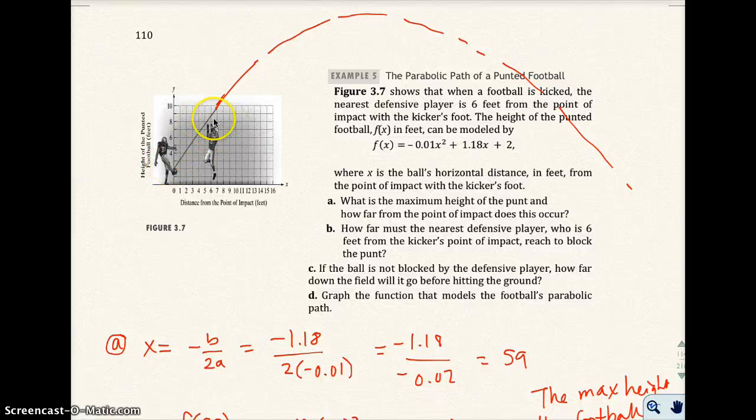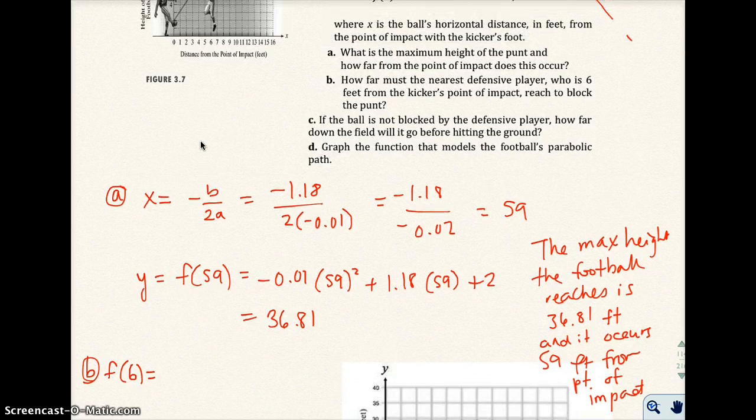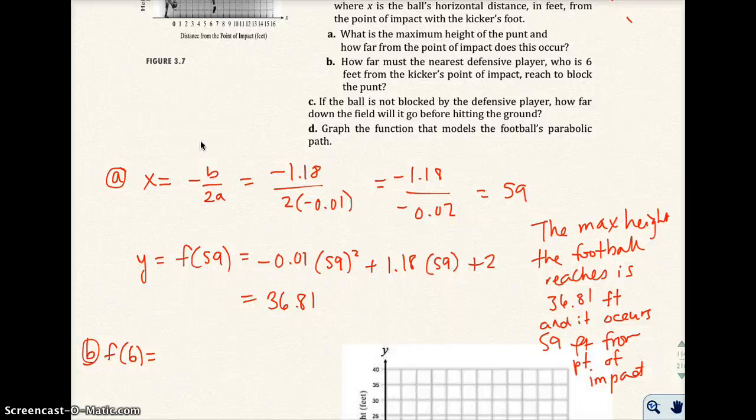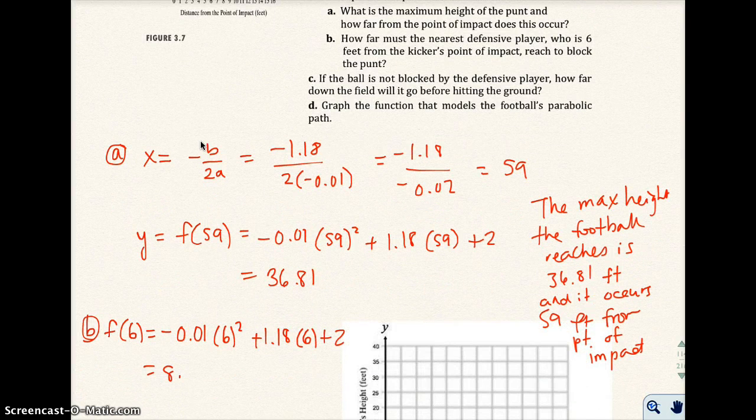We want to know the height of the football when he's 6 feet away. So we know x is going to be 6. We're going to find f of 6, and what that value is. That'll be the height of the football when he's 6 feet from the point of impact. So f of 6 equals negative 0.01 times 6 squared plus 1.18 times 6 plus 2. Again, I'm going to type that in my calculator, and I get 8.72.